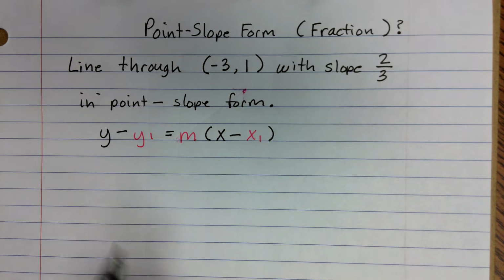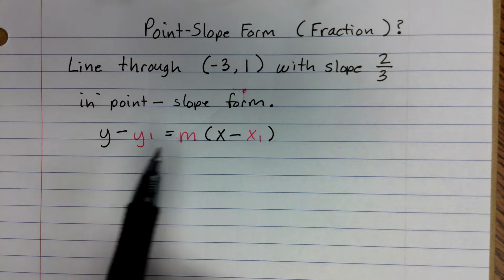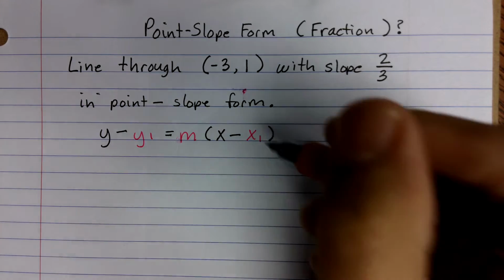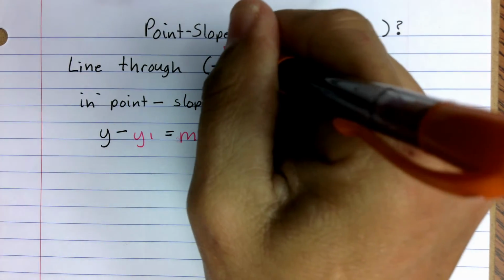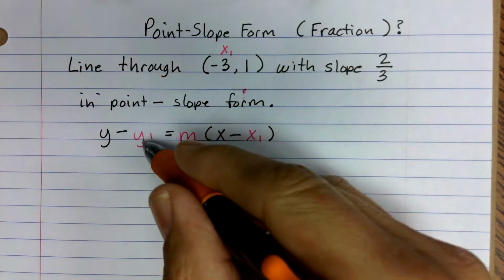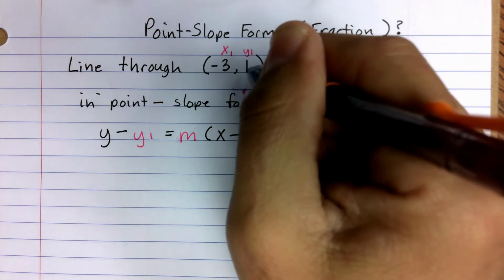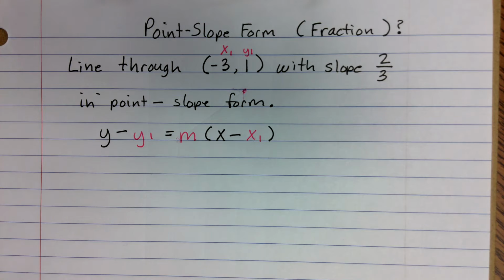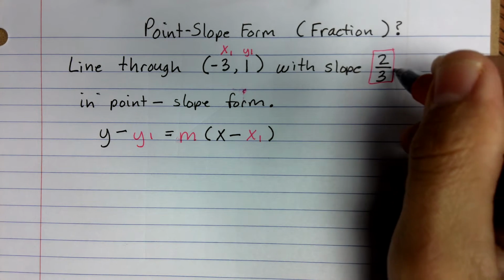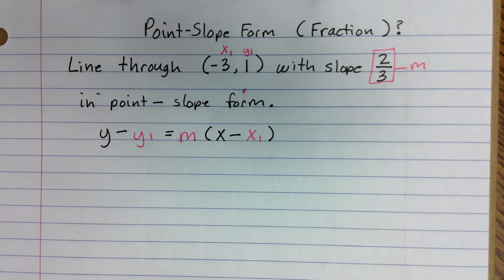Now the first thing I've got to do is I need to label my m value, my y1 value, and my x1 value. So I'm going to do that right quick. My x1 is going to be this x value that they gave me in the ordered pair, and my y1 value is going to be this y value, number 1, that they gave me in the ordered pair. While my slope, I'm going to box it, is going to be 2 over 3.